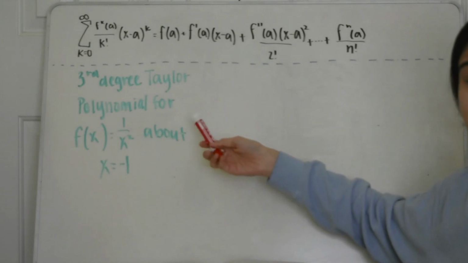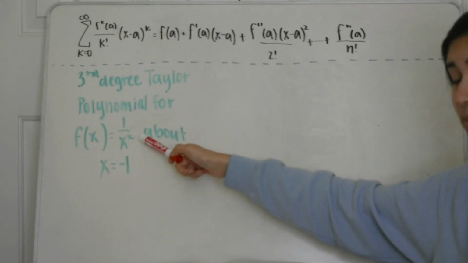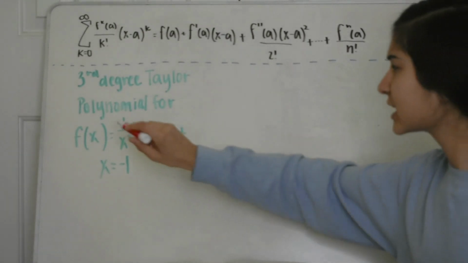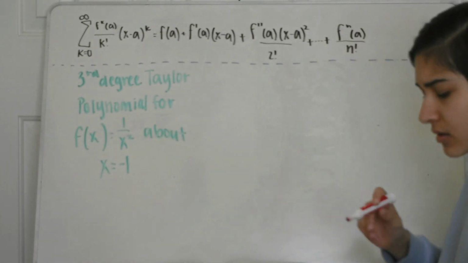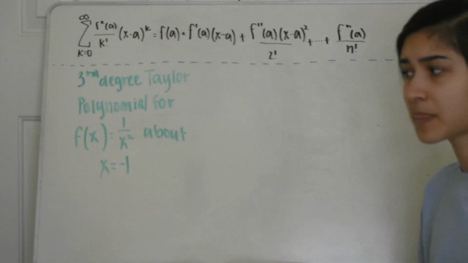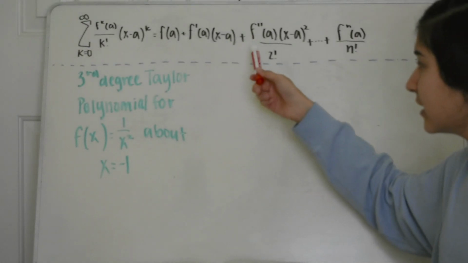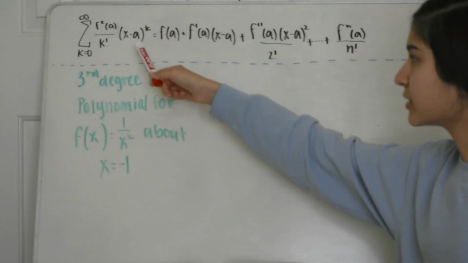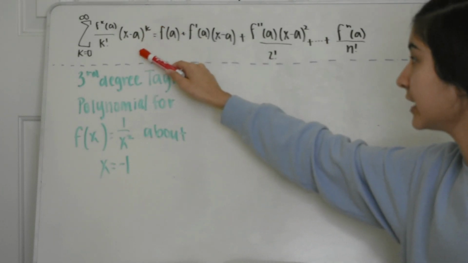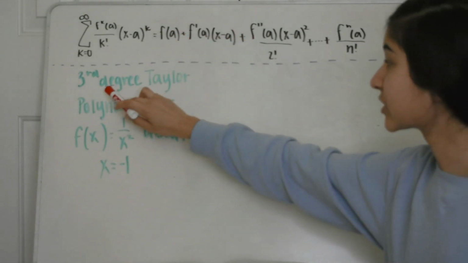So our problem wants us to find the third degree Taylor polynomial for f of x equals 1 over x squared about x equals -1. Look out for this key term, polynomial. What is the difference between a Taylor polynomial and series, you may ask? Well, a Taylor polynomial is just a part of the series. So the series is the general form for k, or the term approaching infinity, but a polynomial is just a part of that.